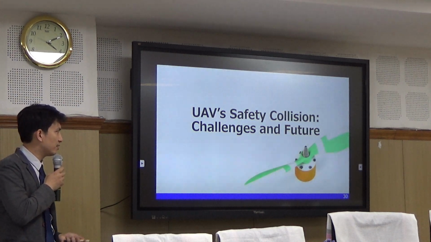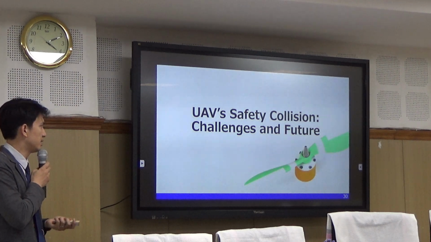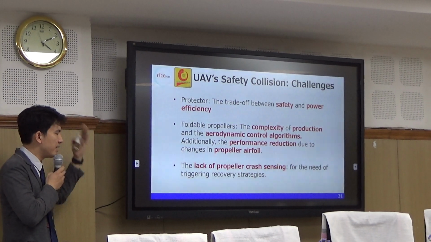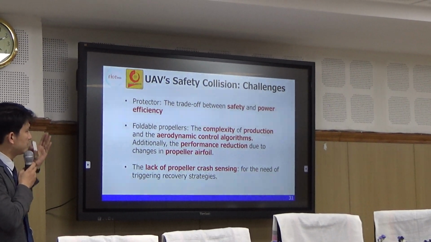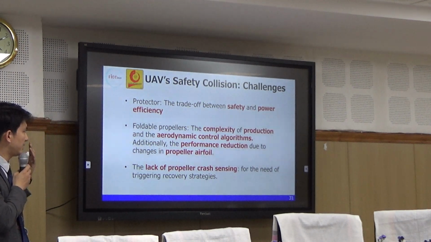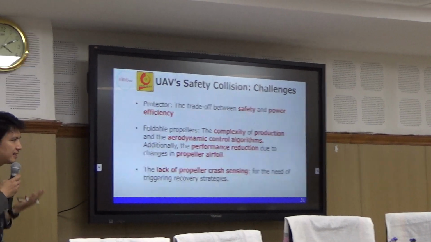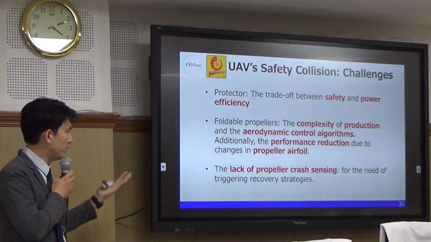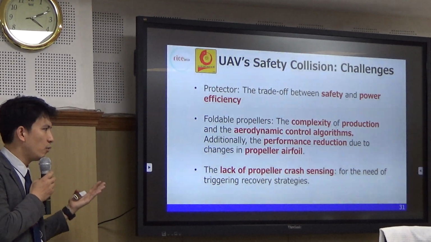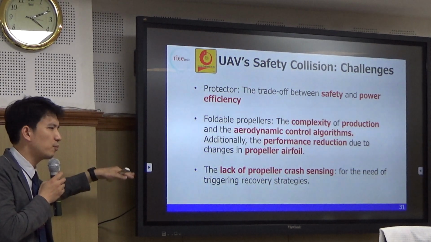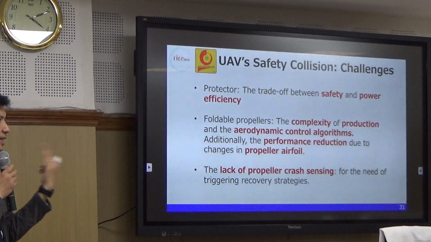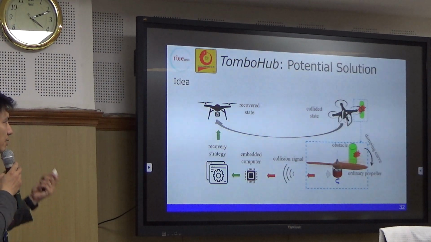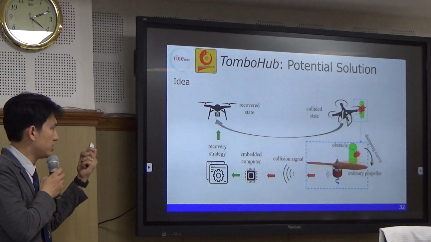Okay, so let's talk about the challenges and future of collision safety. There are three main current points. First, the trade-off between safety and power efficiency. The second one is the complexity of producing this kind of deformable propeller. And the third is the lack of propeller crash sensing. Although the propeller crashes into the object, we don't know exactly when it crashed, so we cannot trigger the recovery strategy. That leads to some novel ideas, and now I am researching this.